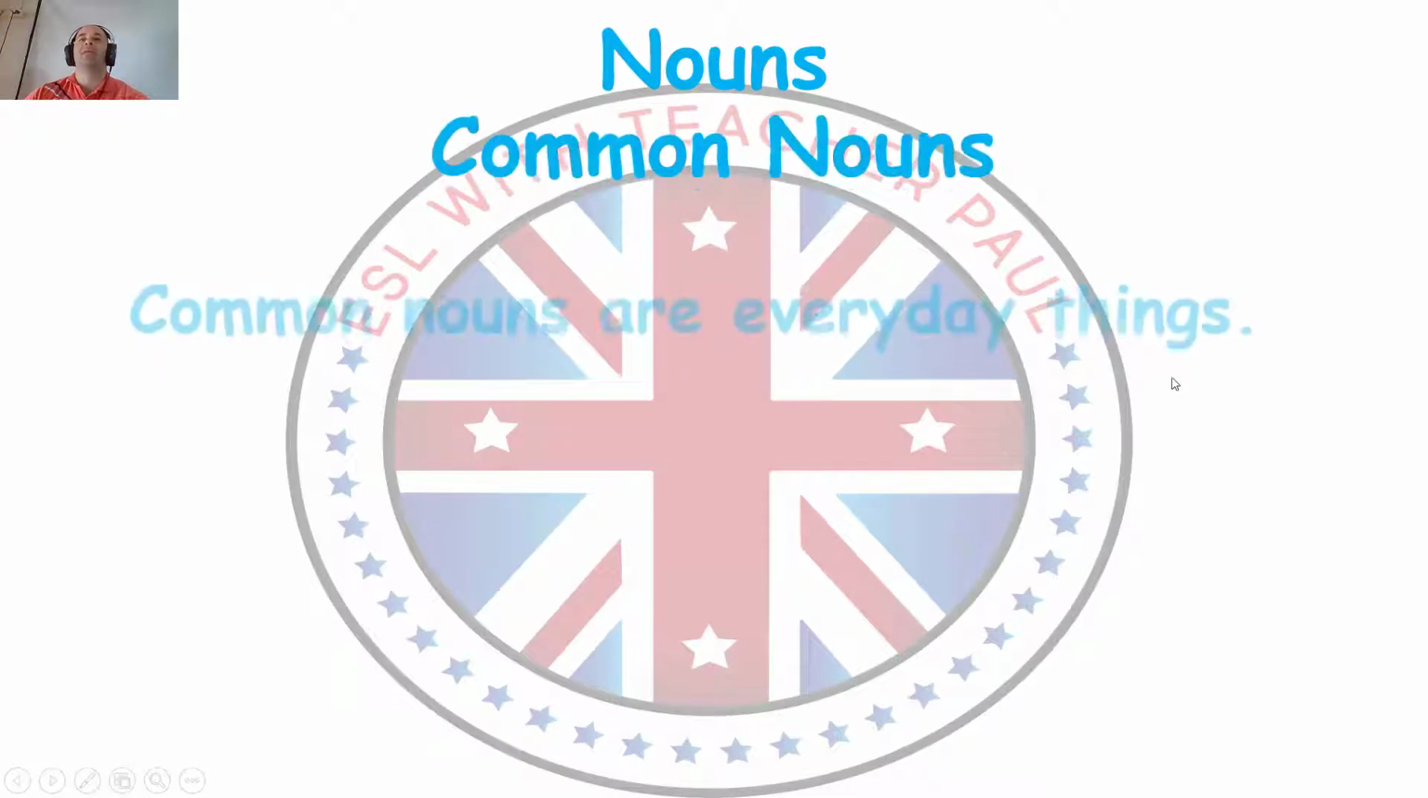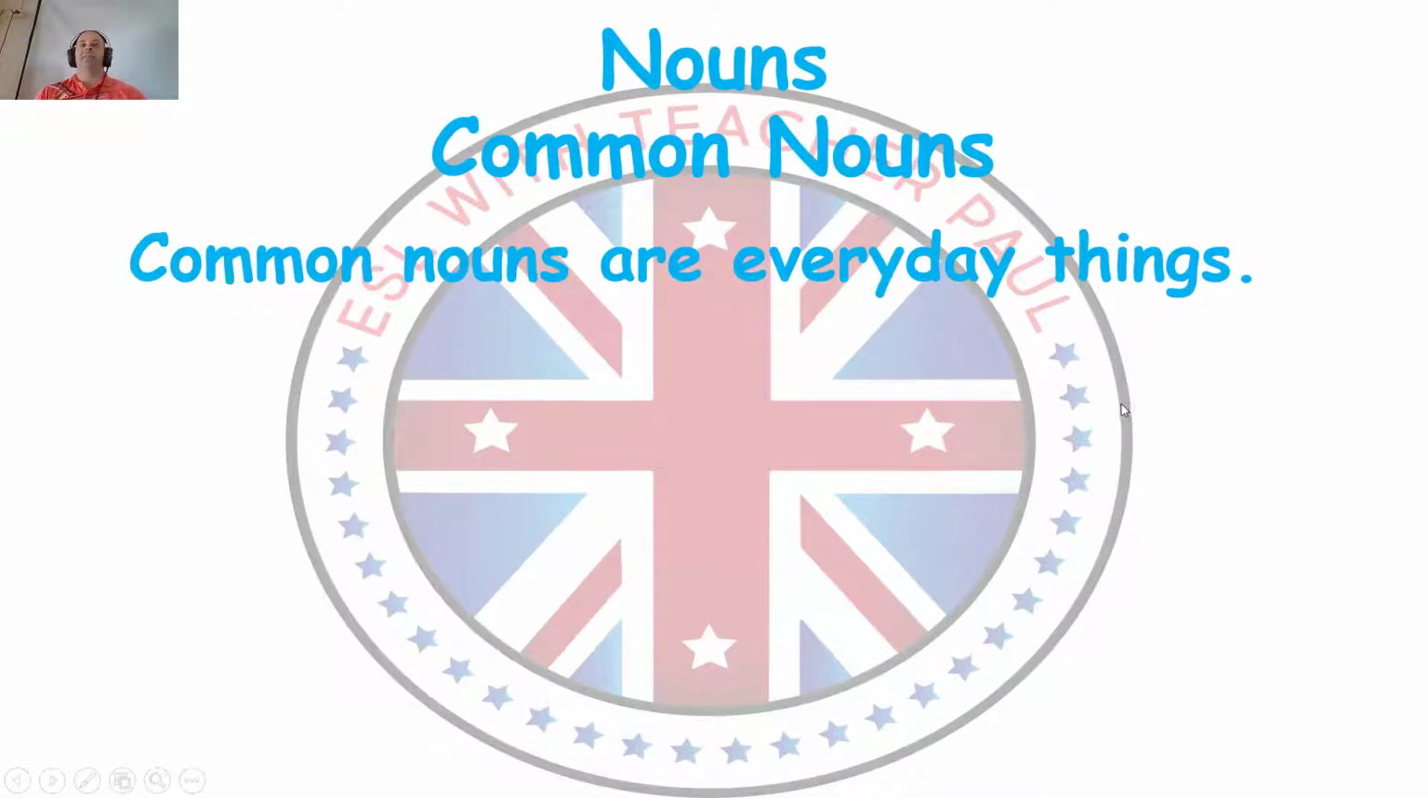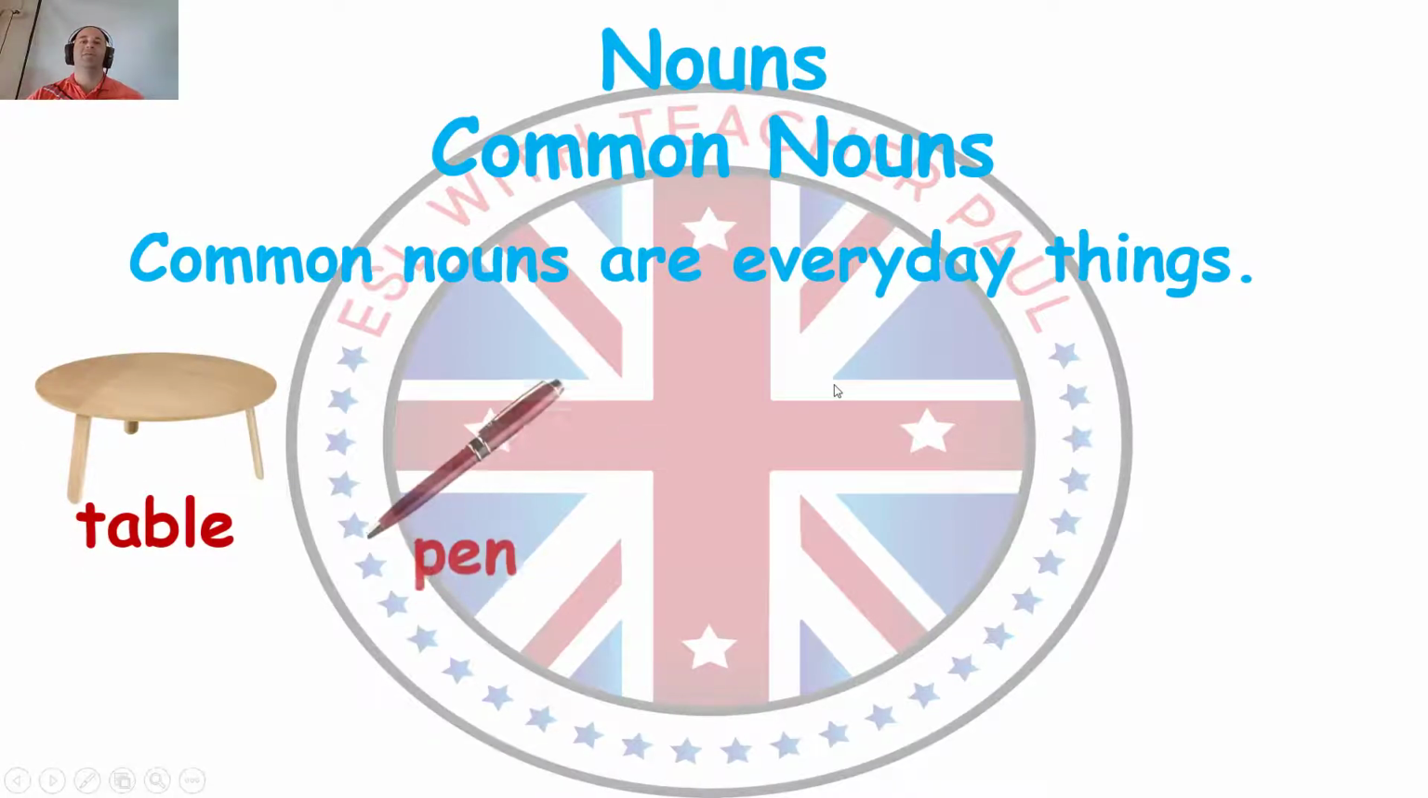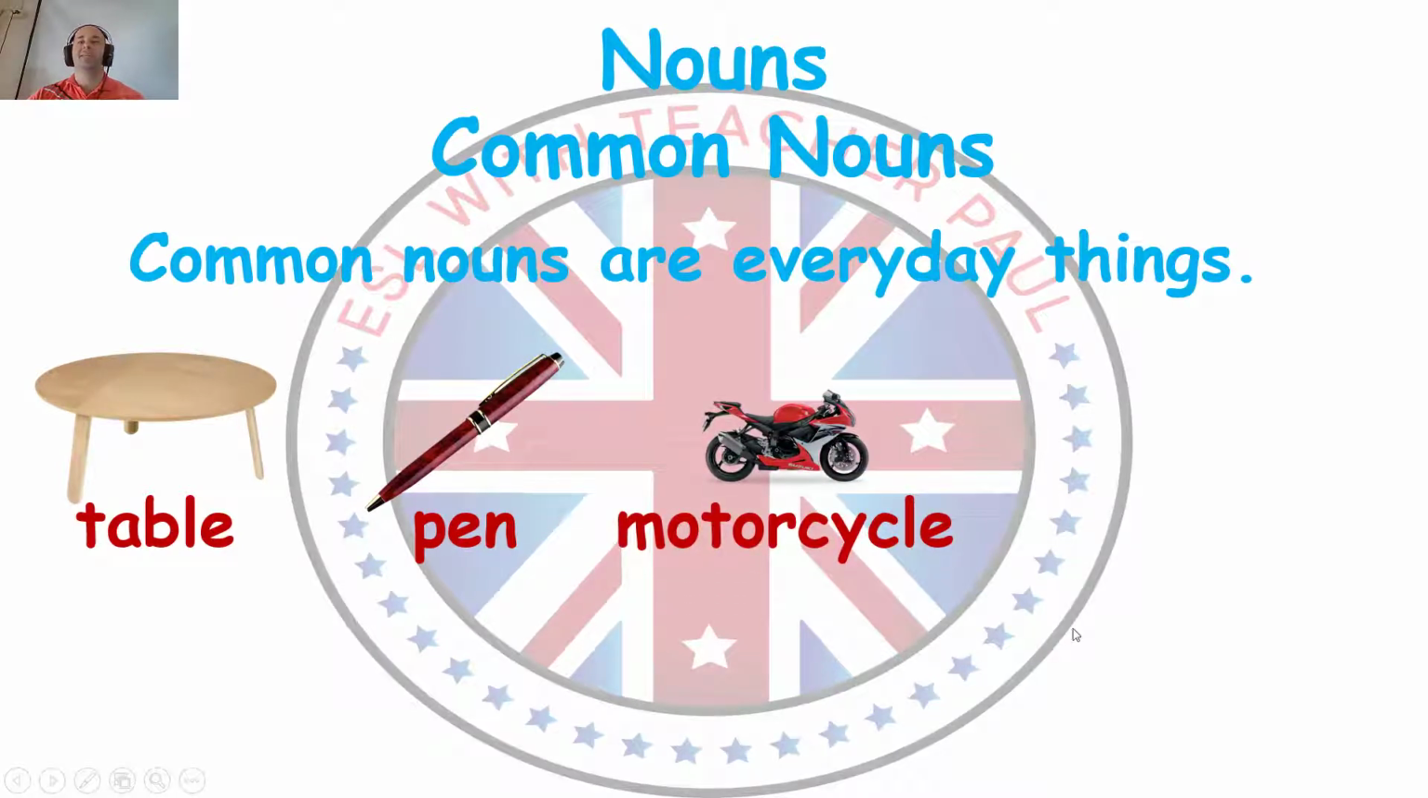Okay, common nouns are everyday things. They are things that we use every day, that we see every day. Okay, very simple things. There are usually a lot of these things. Okay, and they're not very special. Okay, so example, table. Okay, you see a table, you see many tables, or a pen, a motorcycle, a car. The other things, a telephone, a door, a window, a dog. These are common nouns. Okay, they're not special, they're just everyday, and we have a lot of them.